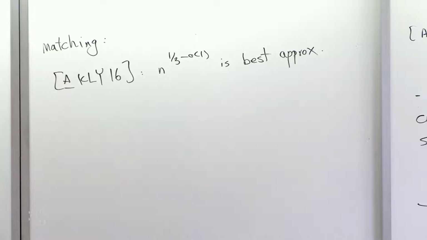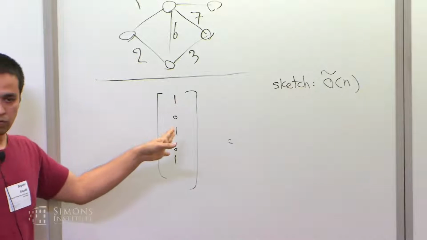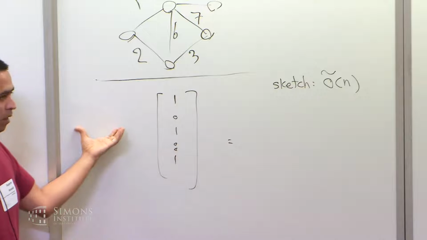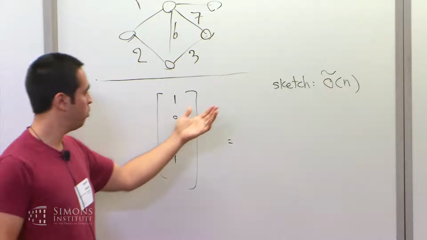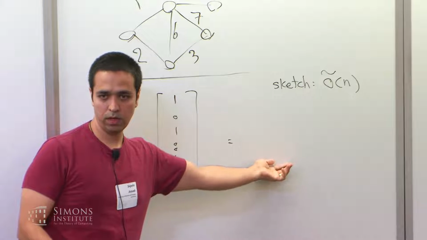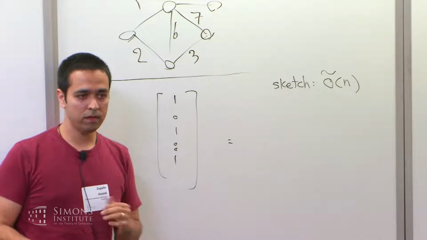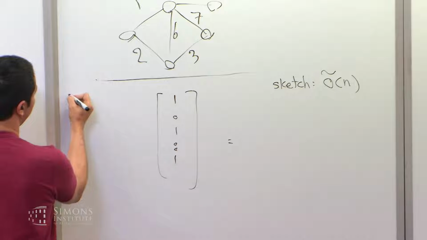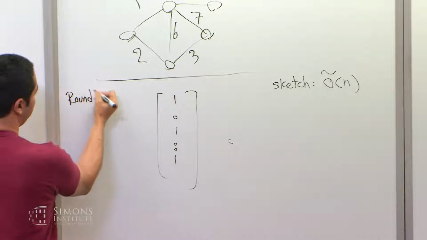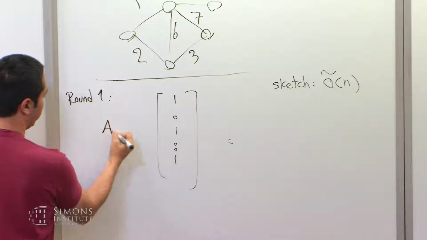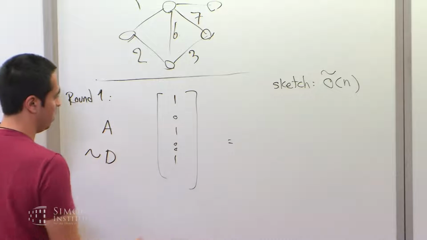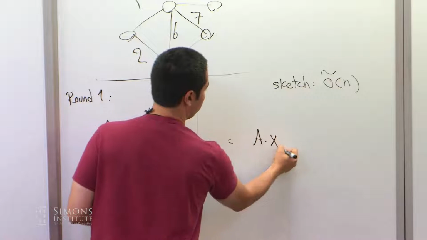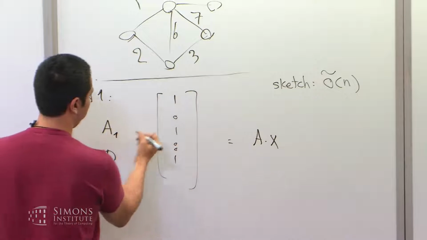Remember, in the past, my sketching goal was that I design a distribution that has nothing to do with this graph. I sample A from it, multiply with my input, I get the sketch. Now, if I want to do this adaptively, I'm going to do these operations in rounds. In round 1, I do exactly the same thing. I sample A from some distribution D, and I'll get A times X. Let me call it A1.